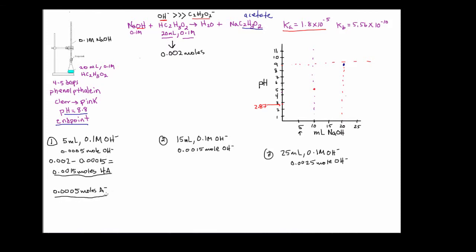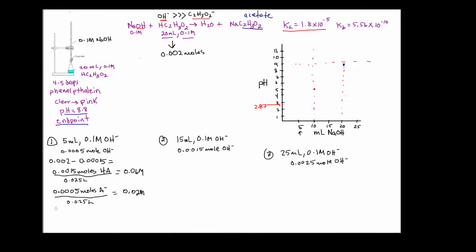Now, we need to find the concentration of both the HA and the A minus. So we're now going to divide by the new volume. We added 5 mils to an original volume of 20, so we're going to be dividing by 0.025 liters in each case. The new molarity of our HA solution is going to be 0.06 molar, and the molarity of the A minus solution is going to be 0.02 molar.